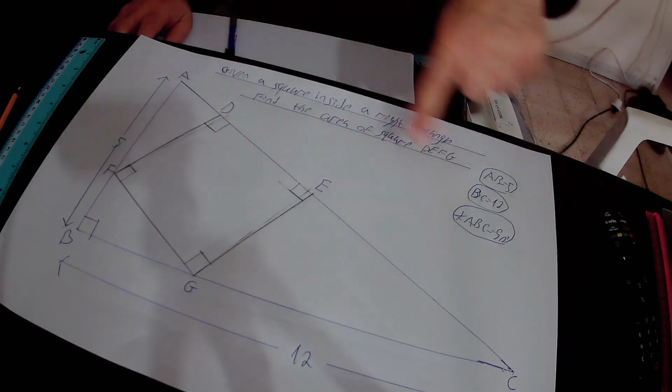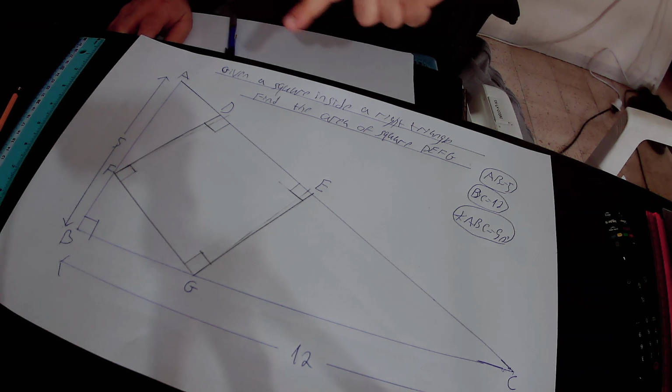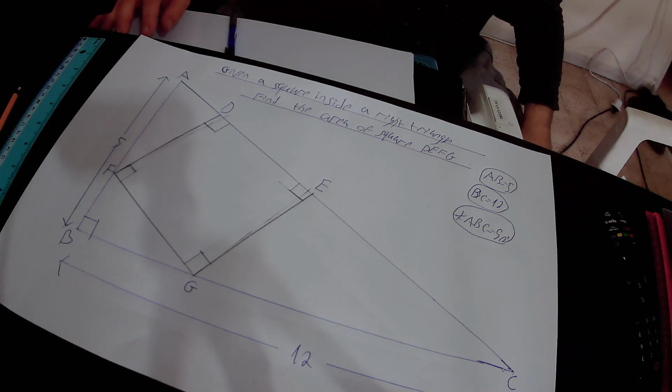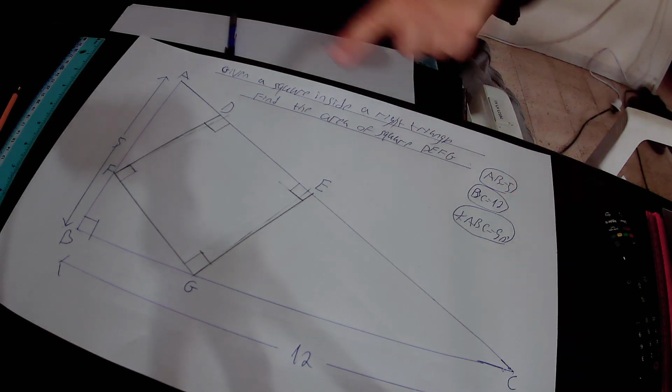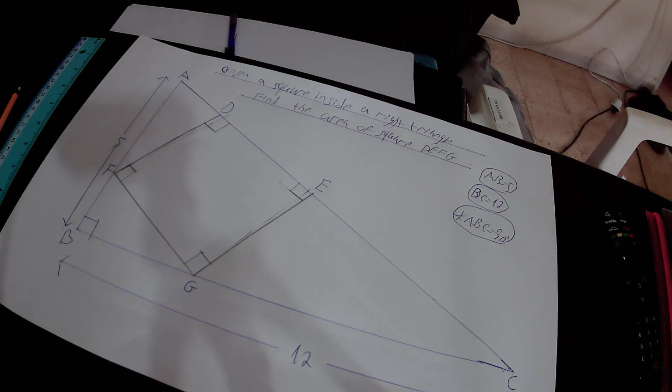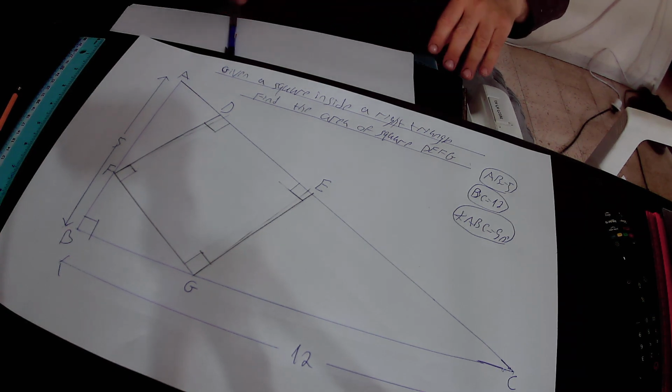Inside this triangle, triangle ABC, we have square DEFG. And our mission is to find out the area of this square. Okay, so first of all, we find out the length of the hypotenuse AC of the right triangle ABC by implementing the Pythagoras theorem in this right triangle, triangle ABC.